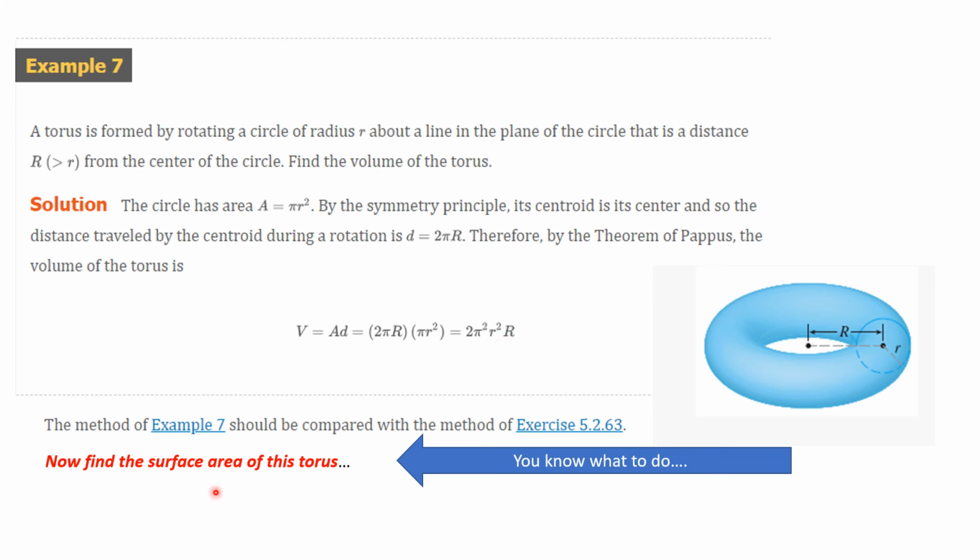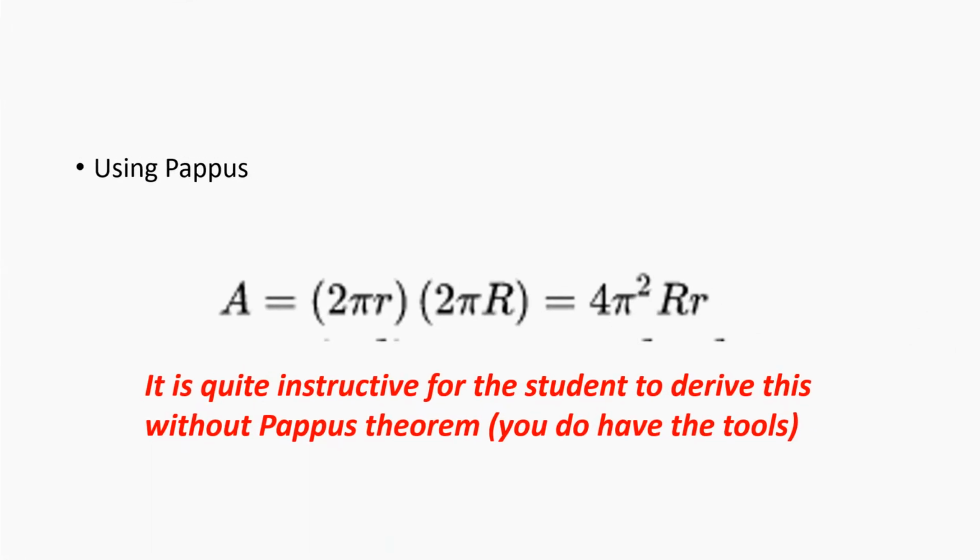And in fact, you could also find the surface area of this. You know what to do. Let's see how you did. If you use Pappus, this is the area, and that's the distance that you go around, and this is the surface area. Now, it is quite instructive for a student to derive this without Pappus's theorem, and you do have the tools, so think about doing this.